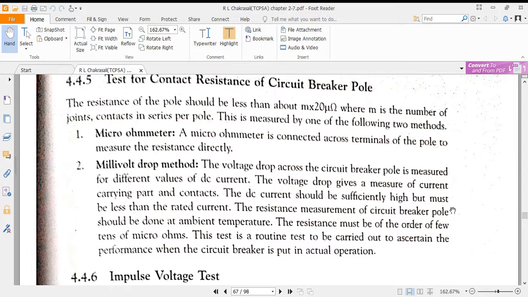Here the voltage drop across the circuit breaker pole is measured for different values of DC current. We make known DC currents flow through the circuit breaker, and the voltage drop across the circuit breaker is measured by a voltmeter. Here we are using a millivoltmeter.